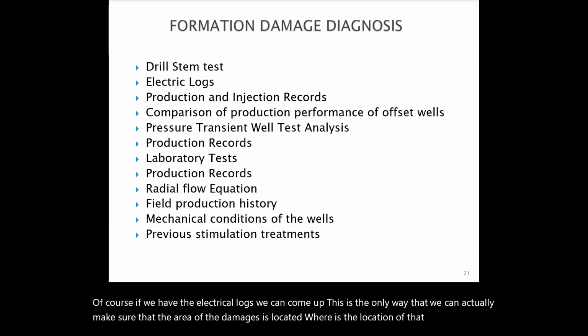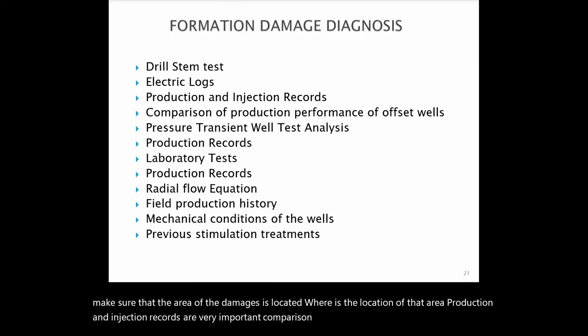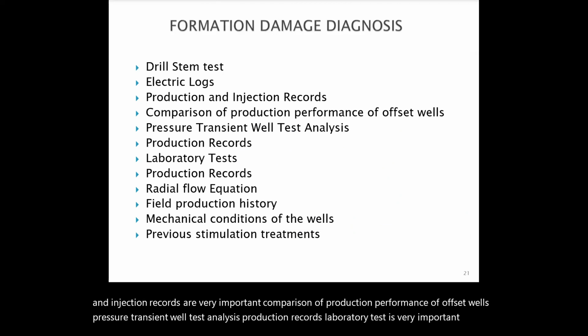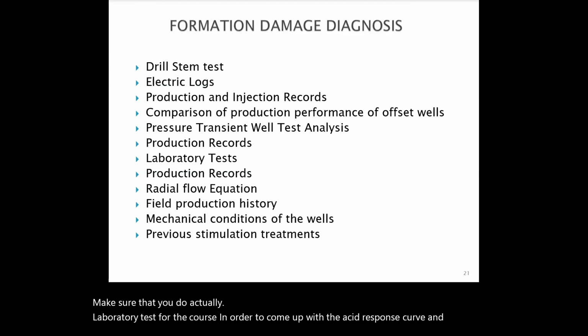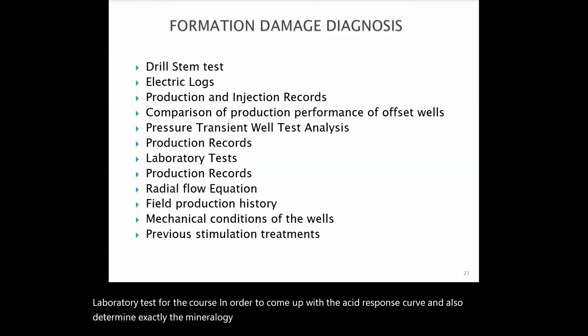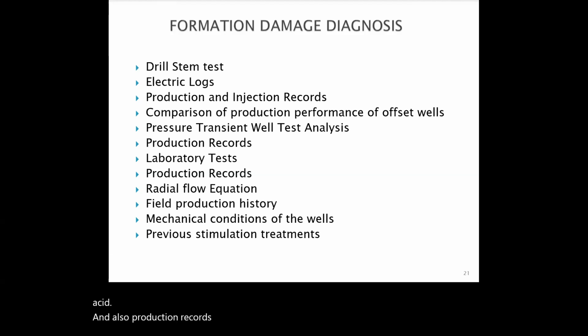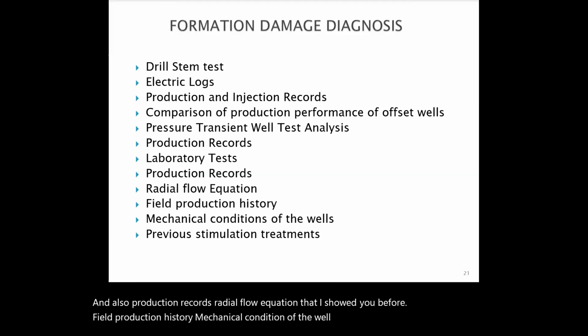Production and injection records are very important. Comparison of production performance of offset wells, pressure transient well test analysis, production records. Laboratory tests are very important. Make sure that you do laboratory tests for the cores in order to come up with the acid response curve, and also determine exactly the mineralogy of your core in order to design an effective acid. Also production records, the radial flow equation that I showed you before, field production history, mechanical condition of the well, and also previous stimulation treatments.